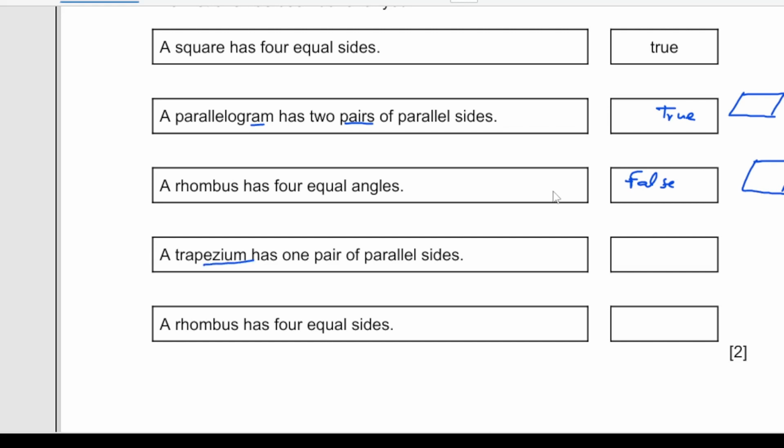A trapezium has 1 pair of parallel sides. This is a trapezium, it is like this. So this and this side are parallel. So this is true. The next one, a rhombus has 4 equal sides. Yes, this is true. A rhombus has 4 equal sides. Okay.